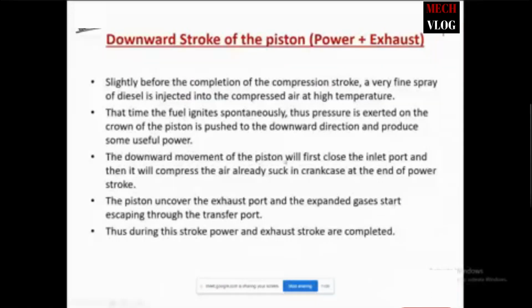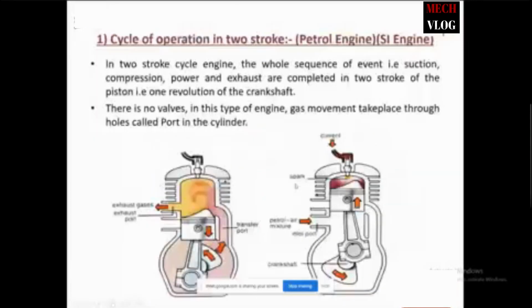The downward movement of the piston first closes the inlet port, and then it compresses the air already sucked into the crankcase at the end of the power stroke. Since the inlet port is closed, due to the pressure created inside the crankcase, the fresh air from the crankcase enters the combustion chamber through the transfer port, and it drives off the exhaust gas through the exhaust port.